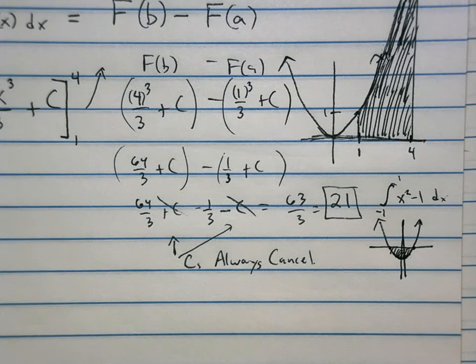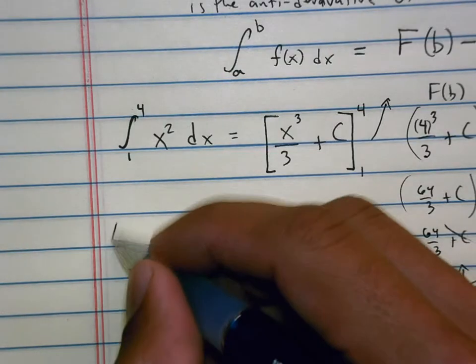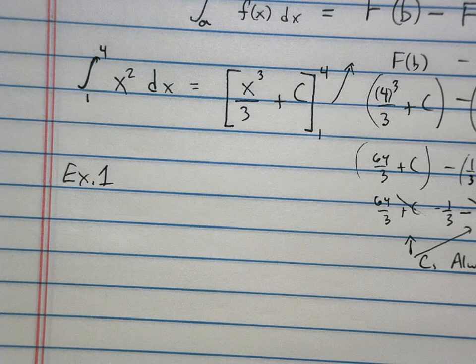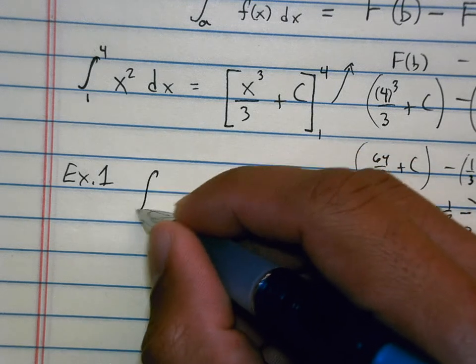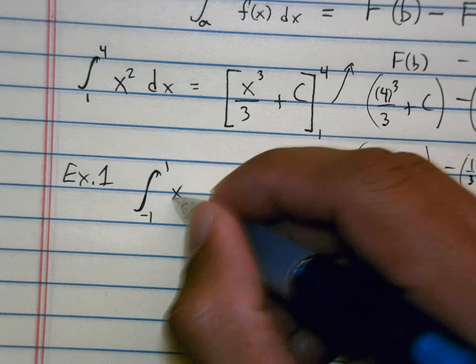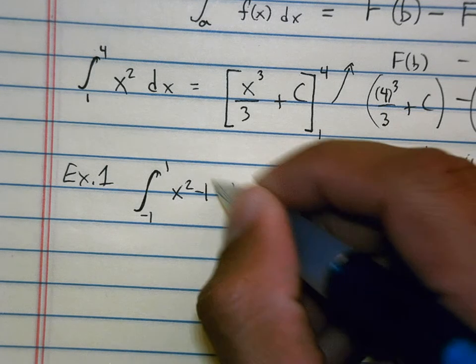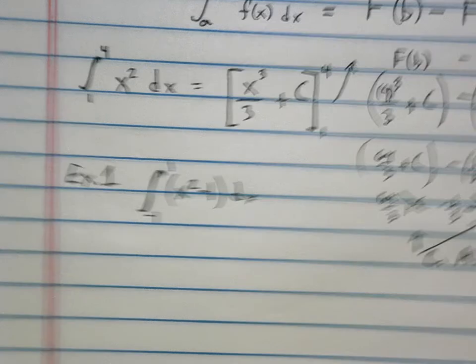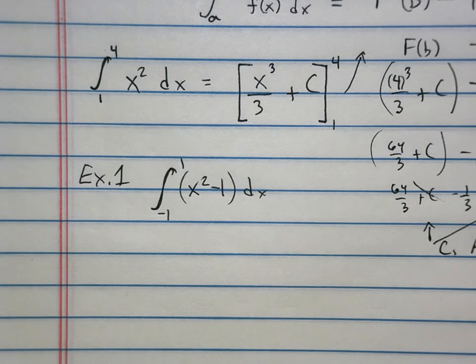So why don't we do that? That'll be our first example. Example 1, we'll call it. I want you to find the area below the curve from -1 to 1 of x squared minus 1 with respect to x. You may work together, you may work by yourselves, it's up to you. I want you to find this area, compare your answers, help each other out as you go.